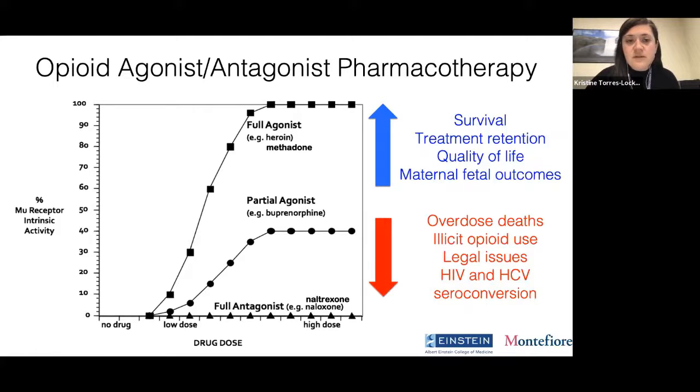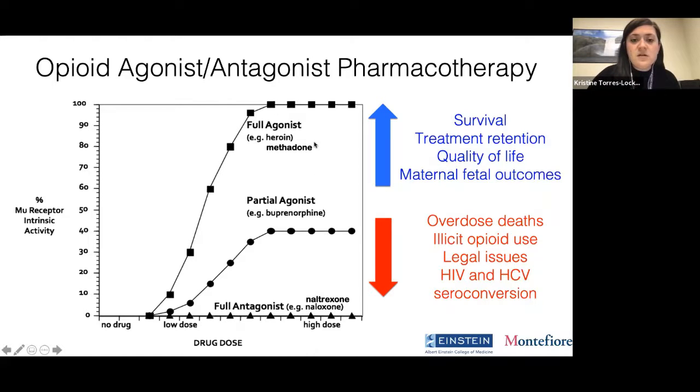But what we do know is that these medications have been well studied for many, many years and are associated with lots of really good outcomes for patients. We know they save lives, so it improves survival. It helps people get retained in substance use treatment. It improves their quality of life. It decreases overdose. It decreases substance use. And it also decreases transmission of HIV and Hep C as well.